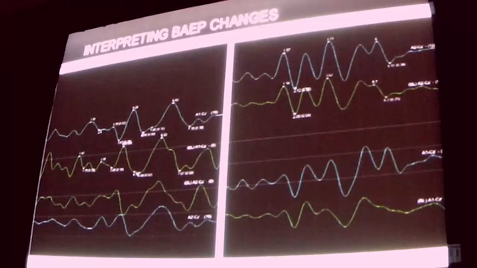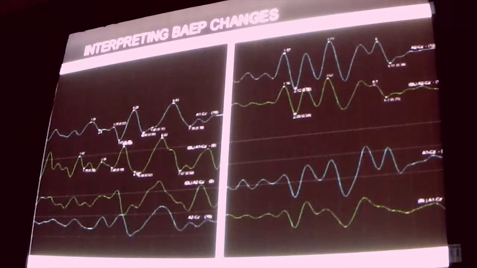Loss of all waveforms indicates some type of damage to the distal eighth cranial nerve or ischemia to the brainstem. Loss of waves 3 to 5 indicates loss of perfusion to the brainstem as well, or trauma to the nerve proximal to the distal eighth nerve. So you can still have that action potential and lose 3 and 5.